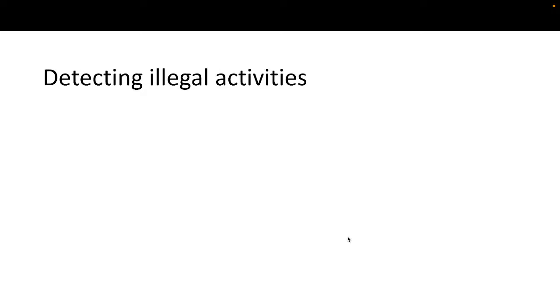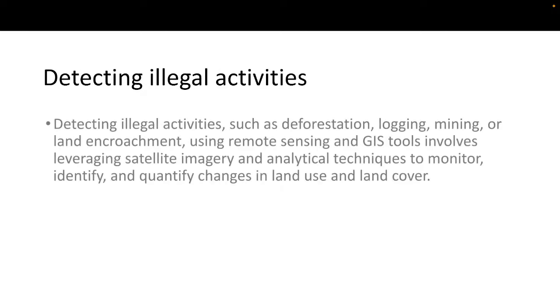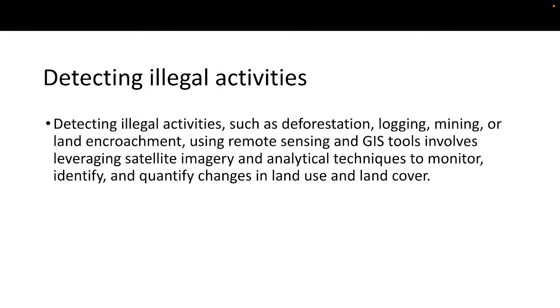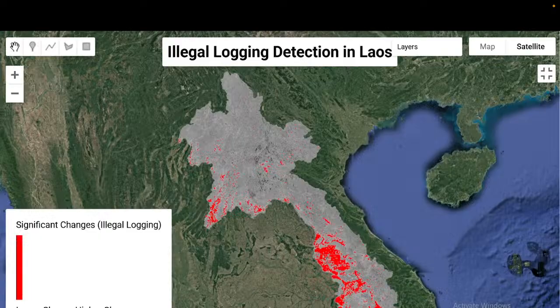Illegal activities are activities such as deforestation, logging, mining, or land encroachment, and remote sensing and GIS tools are involved. We can easily identify them using satellite imagery to monitor, identify and quantify changes in land use and land cover. In this case, this is one kind of example. Here I use Sentinel-1 SAR data, and further we try to identify illegal logging detection.